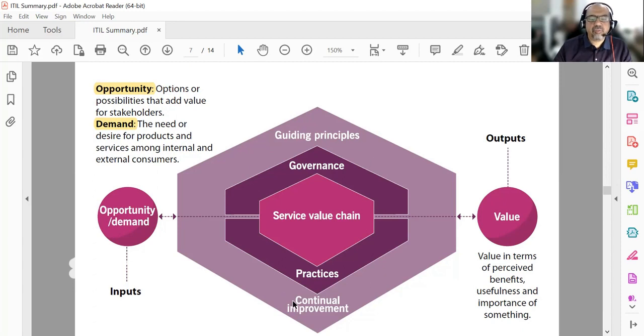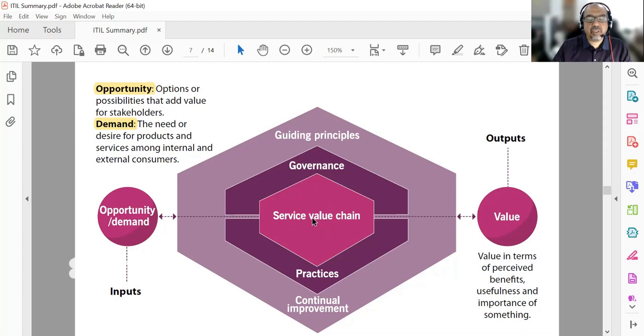The 5 components of the system. At the top, guiding principles. How many? 7 guiding principles. Then we have the governance, direction for the organization by board of directors or any governing body. Then we have the core element at the heart of the service value system, which is service value chain, SVC.